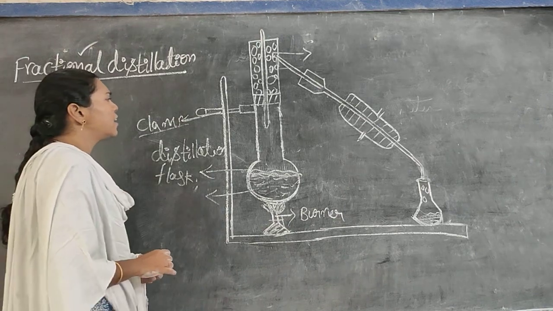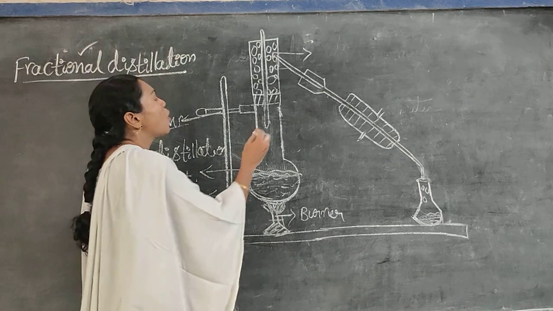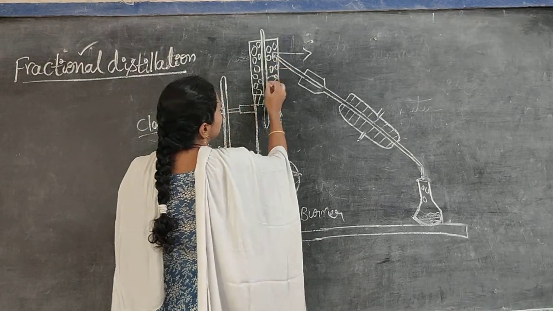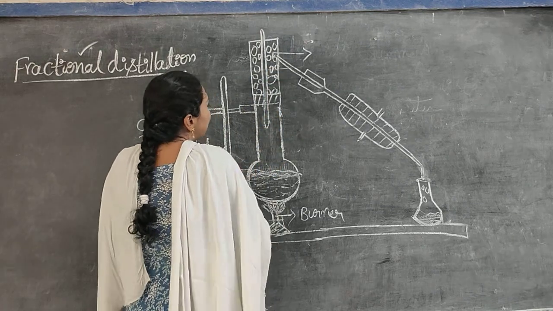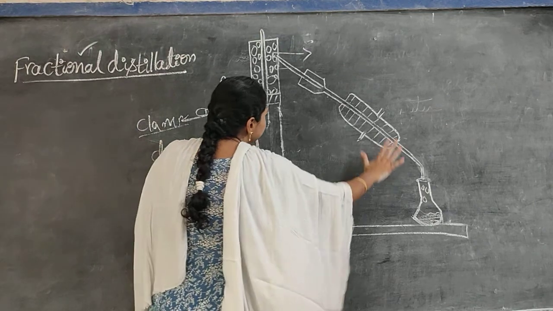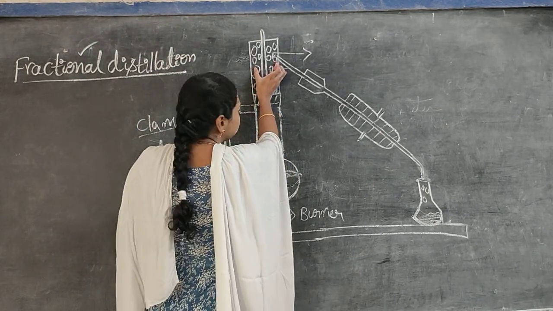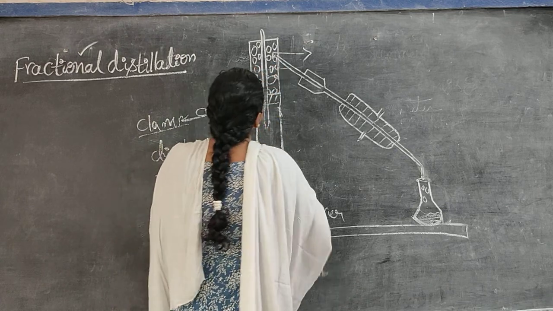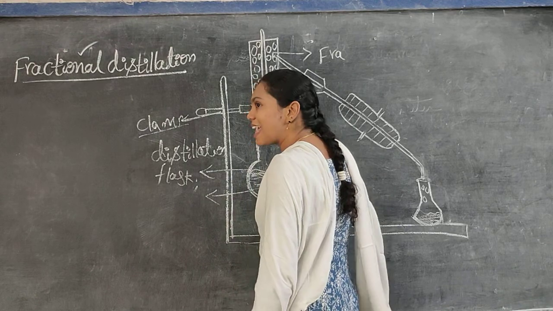What is the difference between the distillation and the fractional distillation? Only a fractionating column is different. This is the extra arrangement for the distillation method. Up to here, I drew the distillation only. Up to here it is the same, but I added the fractionating column. This is the fractionating column which contains the glass beads.